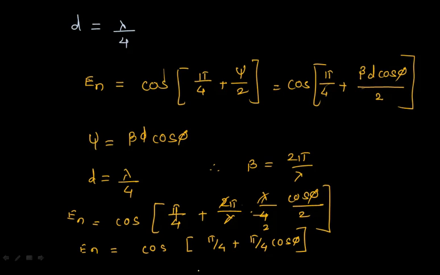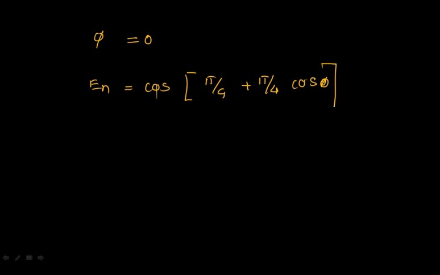So if you put all the values for phi, here I'm considering my phi is equal to 0, and whatever I have got, En is nothing but the cos of pi by 4 plus pi by 4 cos of 0. So as you know that cos of 0 is 1, this will become cos of 90, which is nothing but 0. So if you put all the values of phi over here, you will get this kind of pattern, or you'll get this kind of values.